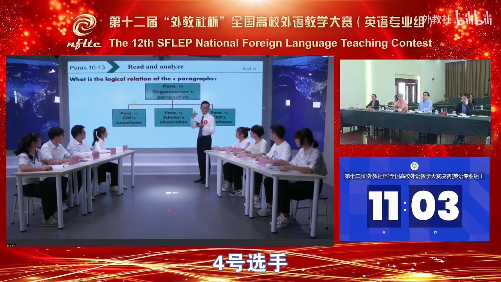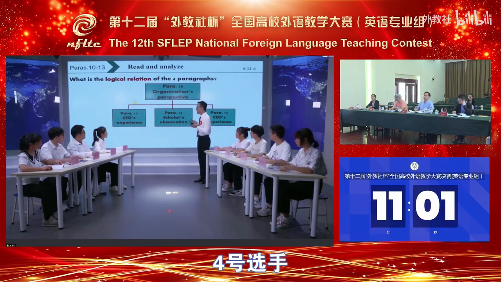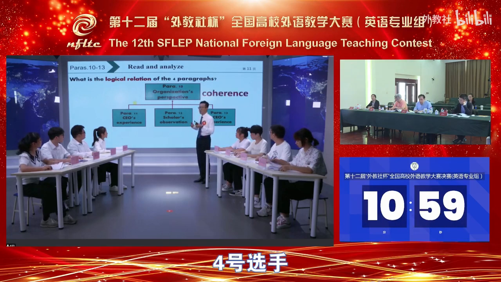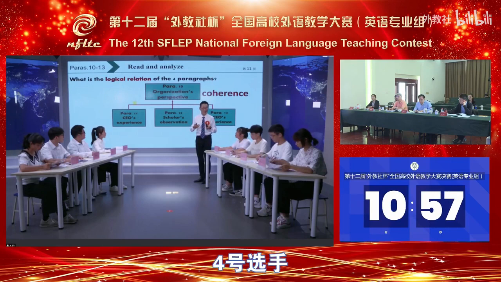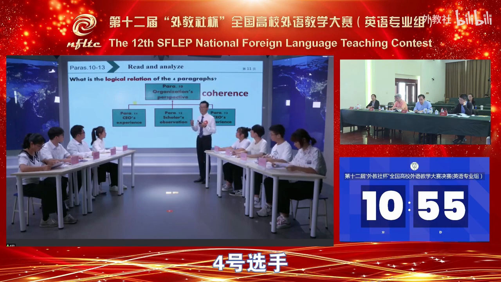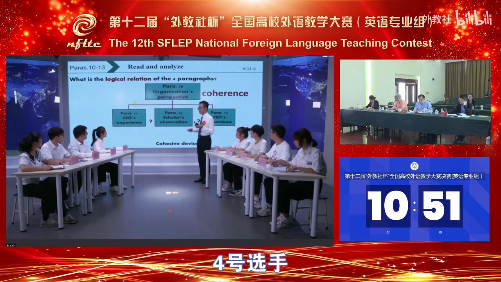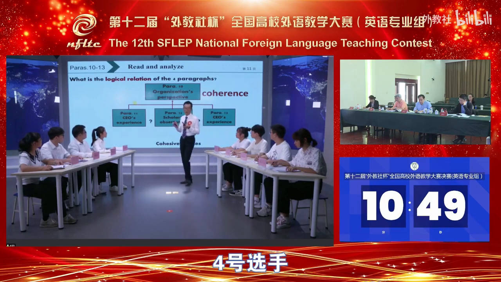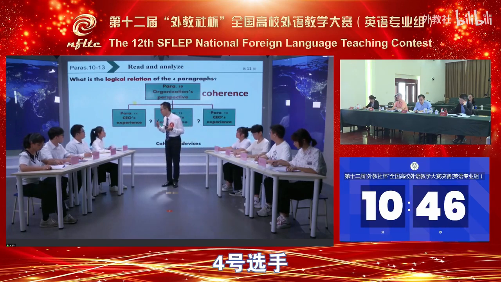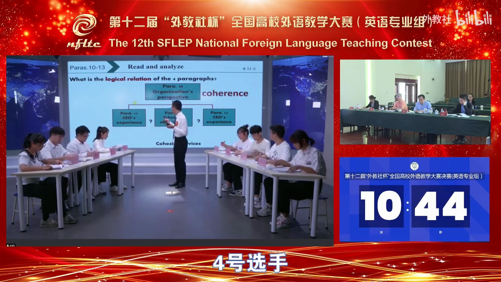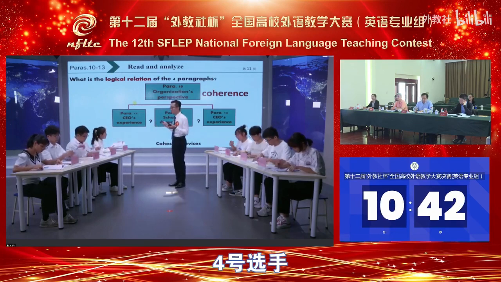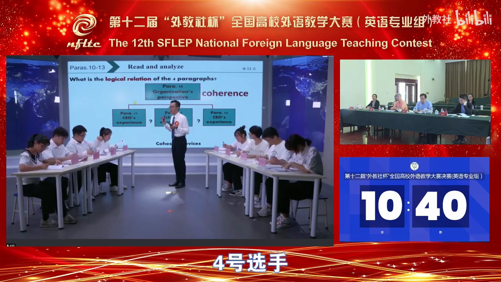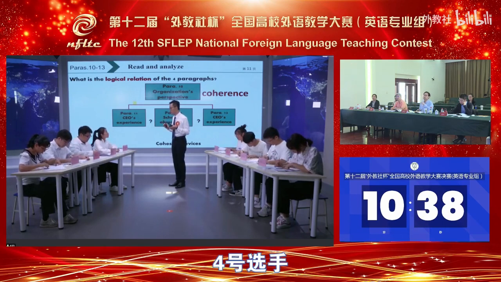The logic relation contributes to the coherence of this part. As we learned last time, cohesive devices also contribute to coherence. They can be used not only within paragraphs, but also between paragraphs. Next, I will give you 30 seconds to go through the first and the last sentence from paragraph 11 to 13. Figure out the cohesive device the author used. Here we go.